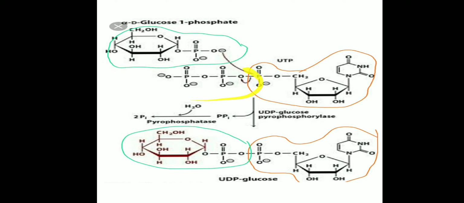The 2 phosphate groups of the uridine triphosphate get removed in the form of pyrophosphate. This pyrophosphate then is hydrolyzed to form orthophosphate. The remaining uridine monophosphate gets attached to the glucose 1 phosphate to form UDP glucose molecule. This reaction takes place in the presence of enzyme UDP glucose pyrophosphorylase.